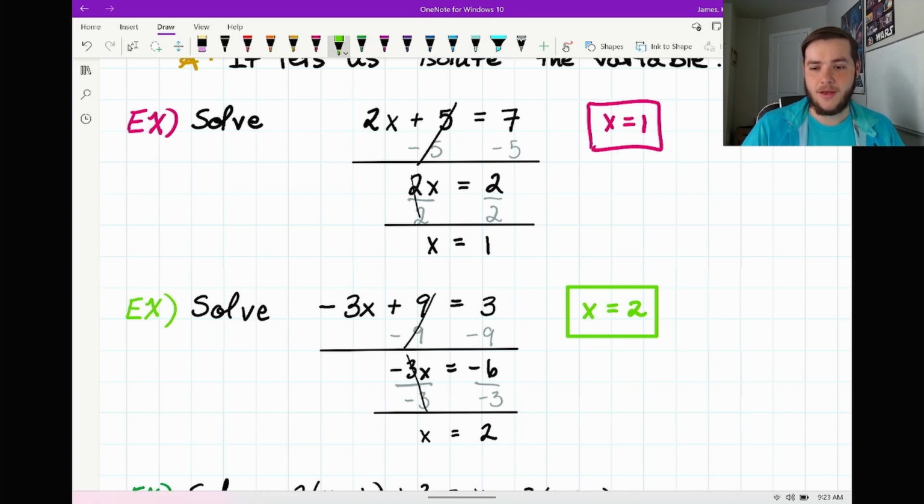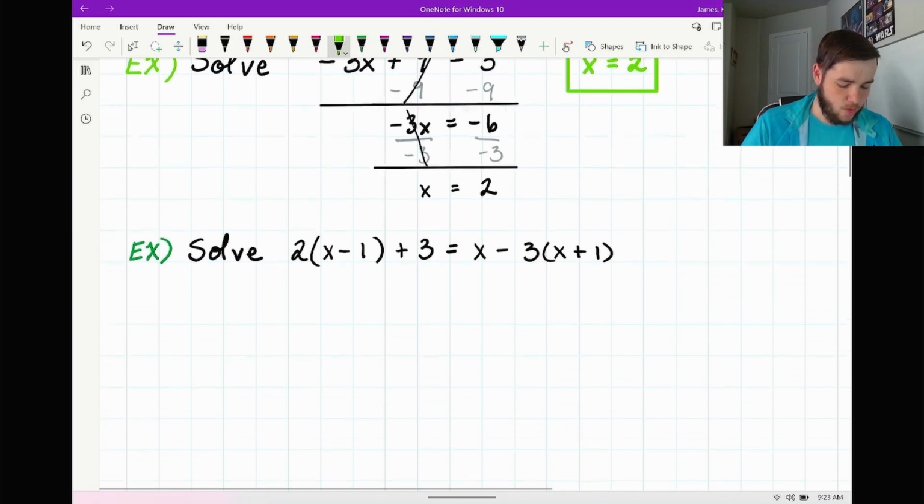Then I still had a negative 3 times x on the left side, and I wanted to get rid of that negative 3. So I used its inverse operation, division, by negative 3 to get rid of it. And that left me with 2 on the right side. Then, since my variable was isolated, I could just read off the answer. X equals 2.